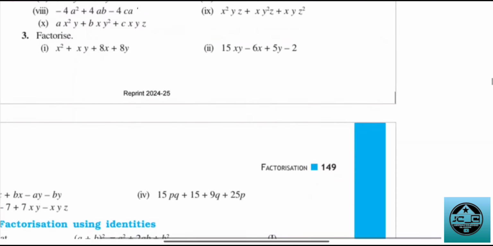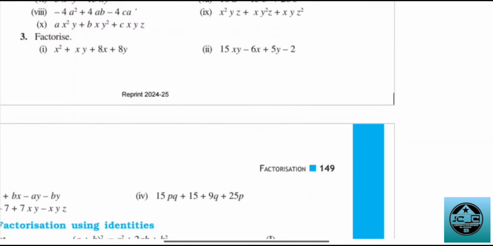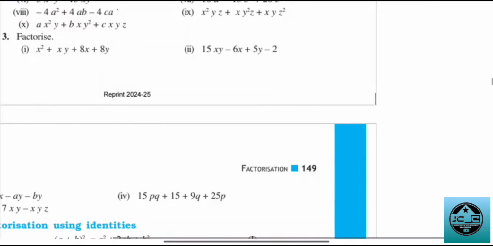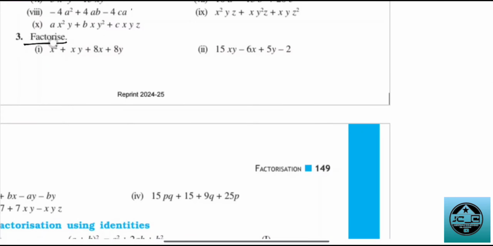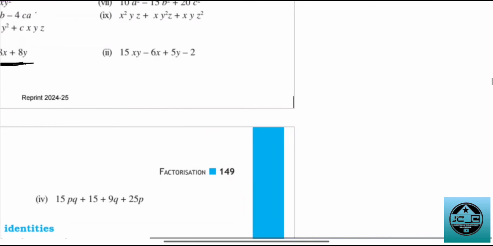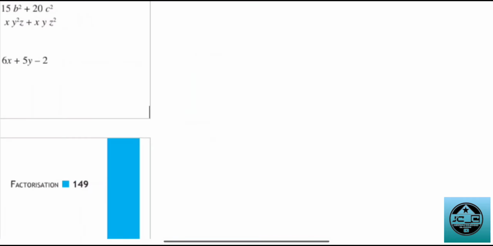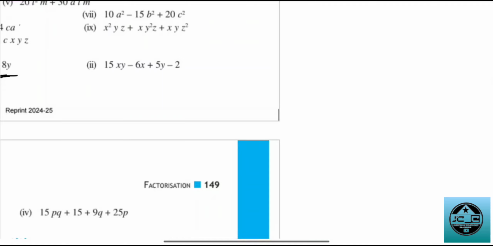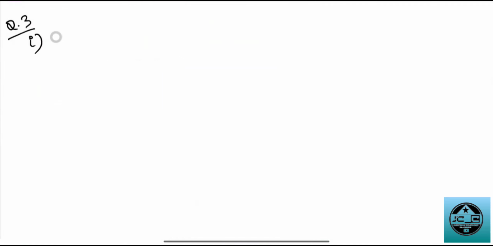So without wasting any time, since it's been a long video of more than 16 minutes, let's go directly to question number 3. Question number 3 is basically the same kind of question, where we have to factorize. Here we have 4 different terms. The concept is rearranging the terms.